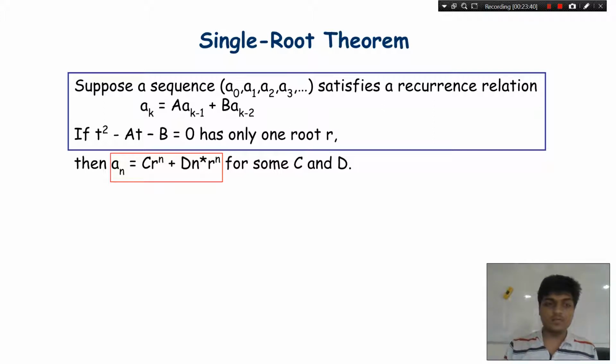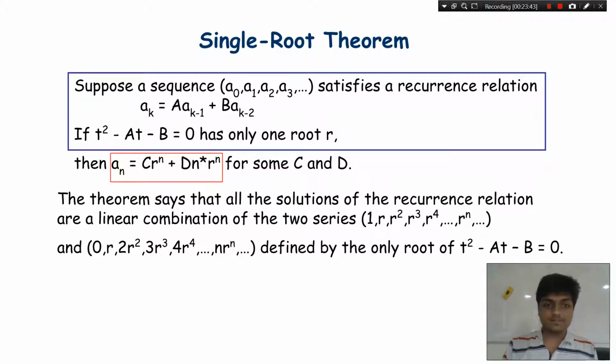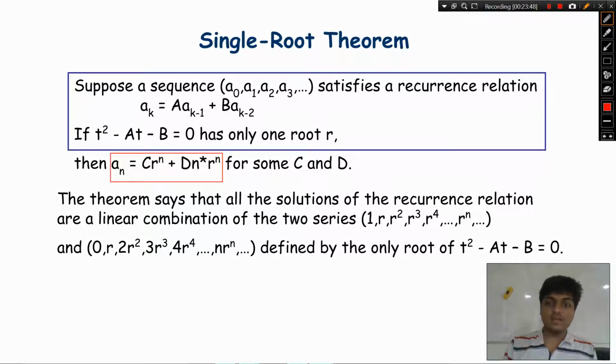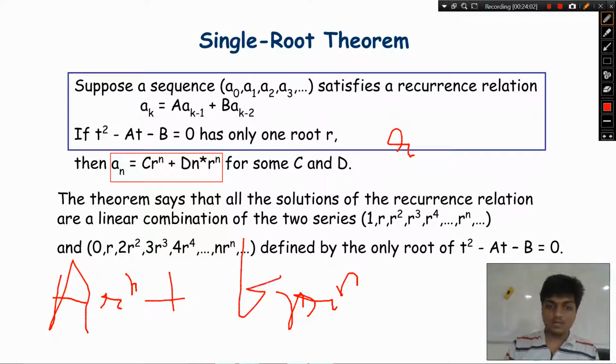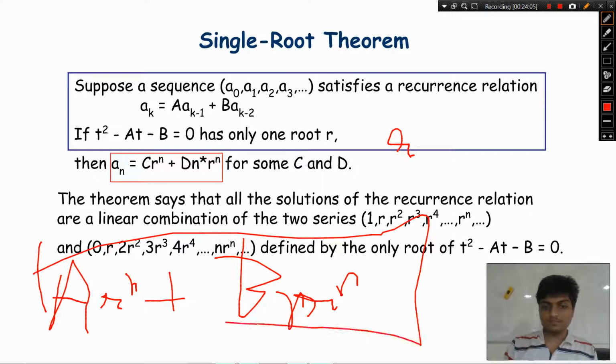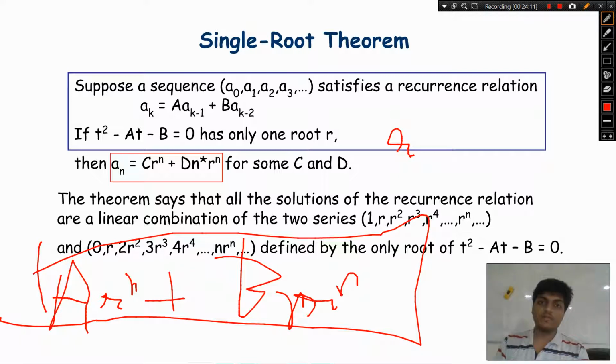So this basically says that if you have only one root r, then there are two solutions, r to the n and n r to the n, and any solution will be given by a linear combination of this plus this, right? If you have ever done differential calculus and solved differential equations, then you would recognize the similarity with the quadratic differential equations. They also have some stuff like this, right?